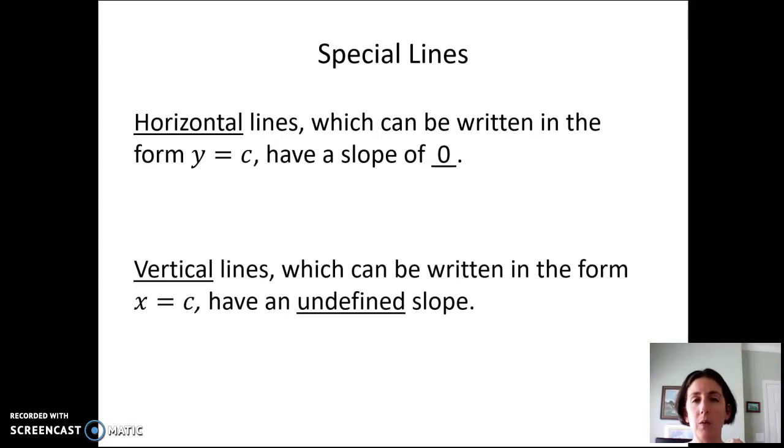So let's talk about what that slope would look like. So you got this nice vertical line, right? You go up 1, don't go left or right, up 1, don't go left or right. So your rise is 1, but your run is 0. So in fraction form, that would be 1 over 0. Well, since we can't divide by 0, we call that undefined. Vertical lines have an undefined slope.